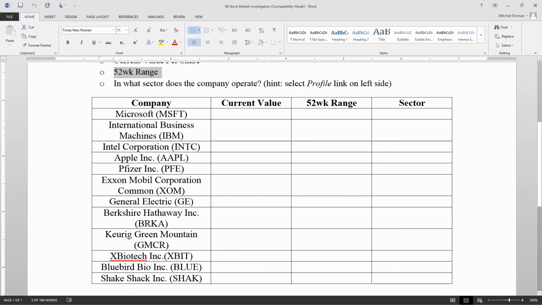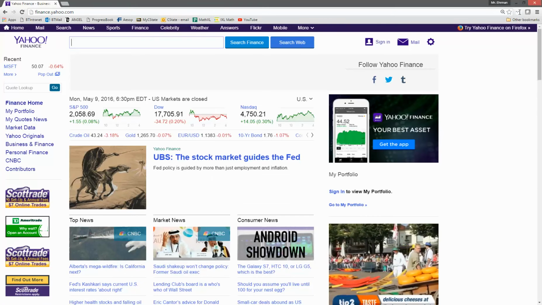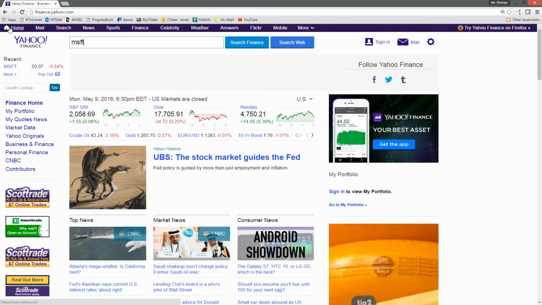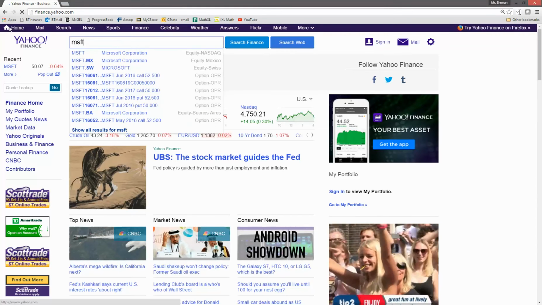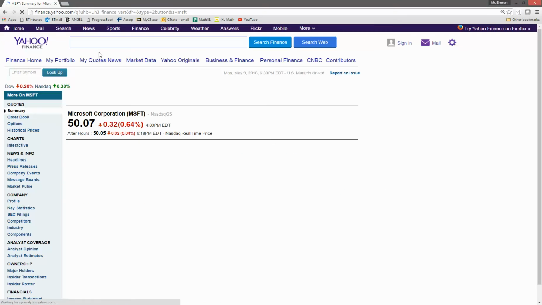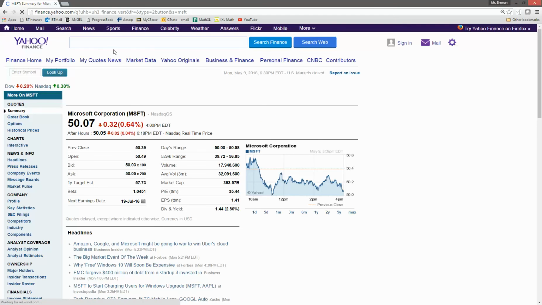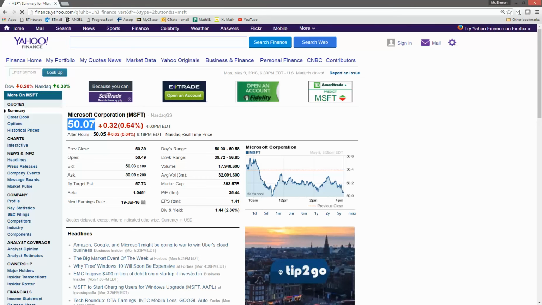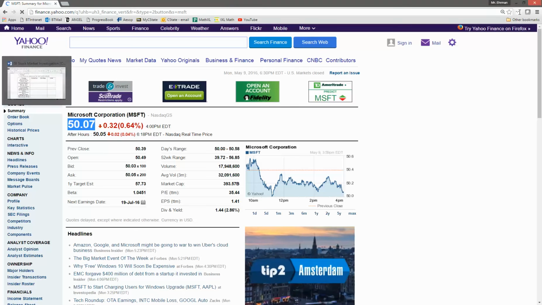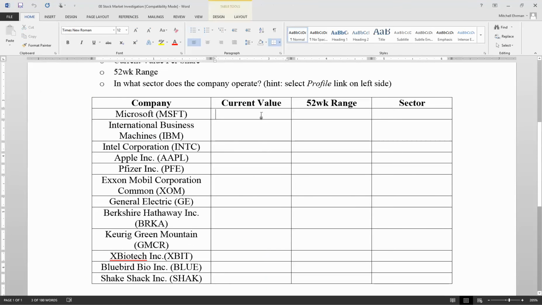So let's go ahead and look for Microsoft first. On the website, I'll search for MSFT. That's the symbol for Microsoft, and click Enter. If your computer runs a little bit quicker than mine, you'll see the shortcut pop up there, and you can click on that link. Right now it's a little bit after 4 o'clock, and I see that after closing, Microsoft is currently worth $50.07 per share. So that's what I'm going to put in place for the current value, $50.07.